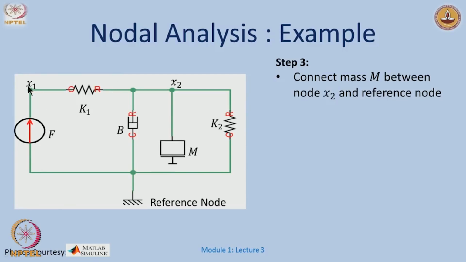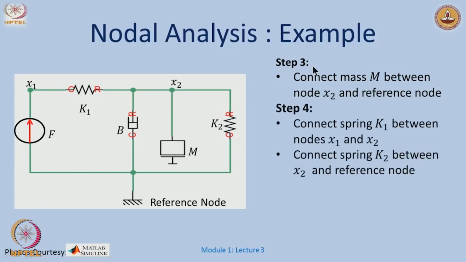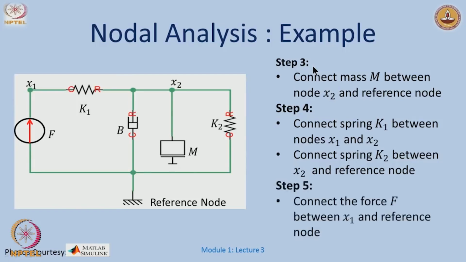So, I have a force, and x1, x2 are my two nodes. All these are the same, this is also x2, this is also x2, this is my reference node, and so is this one, this is also a reference node. So, I have the force, a spring K1, the mass element, the second spring, and the damping element. Once I do these connections as in the previous picture, I have something like a circuit diagram, and the force F acts on this node 1.